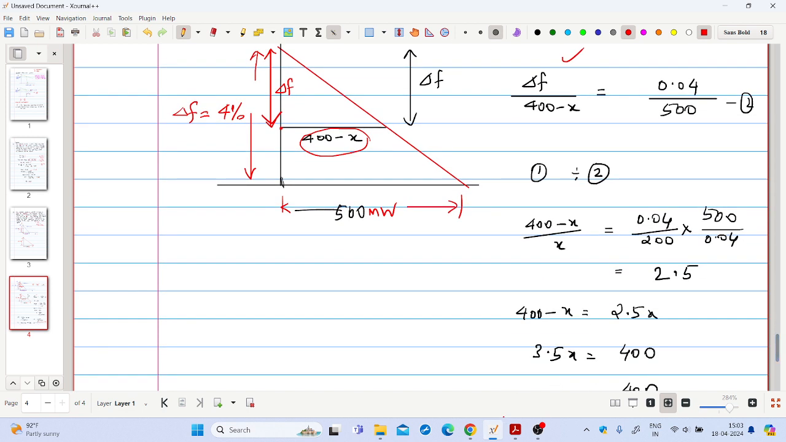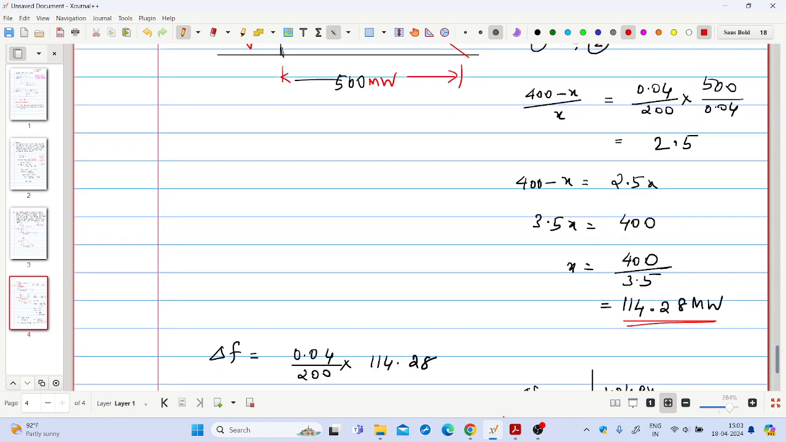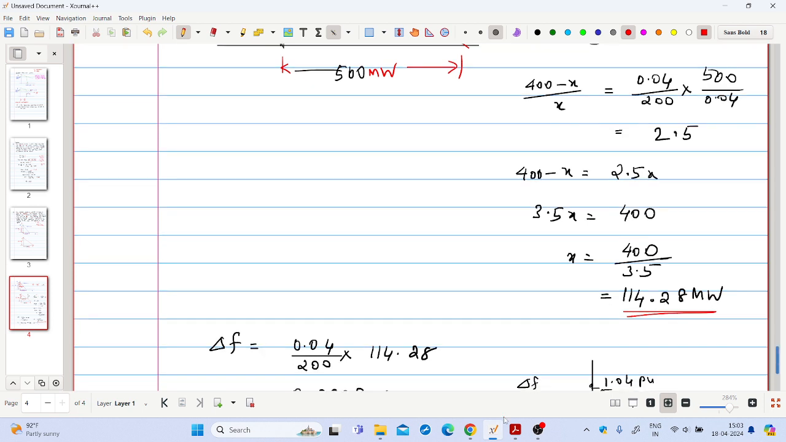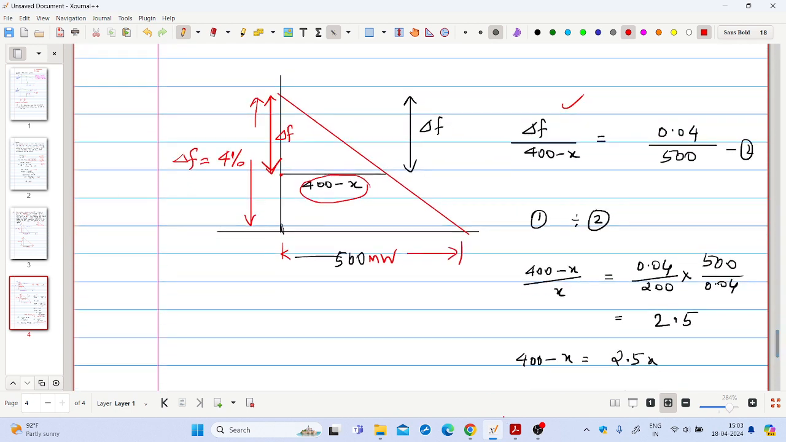You can solve for X, and X turns out to be 114.28 megawatt. So the load shared by machine 1 is 114.28 megawatt, and the rest of the load is shared by machine 2: generator 2 will be 400 minus this number. So you get the load share. Now delta F you can calculate by plugging this value into the previous equation number 1. Here X is 114.28, so you substitute and find delta F.